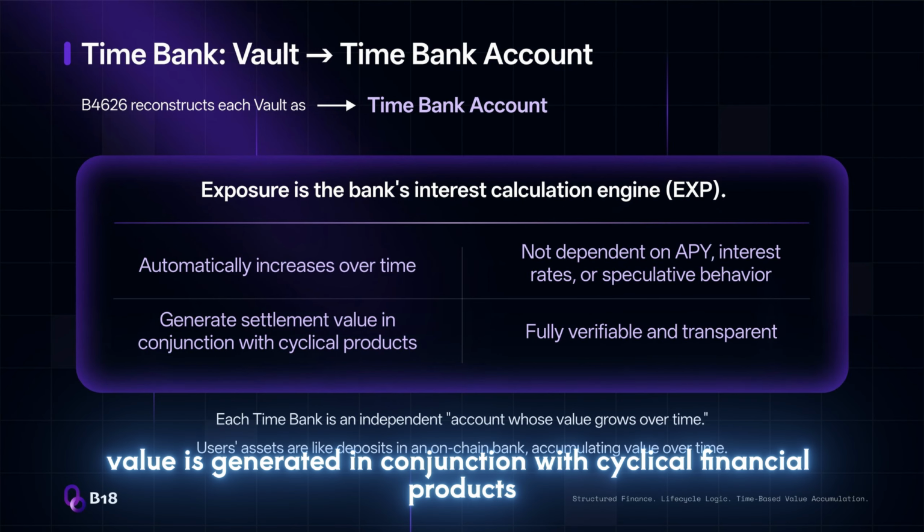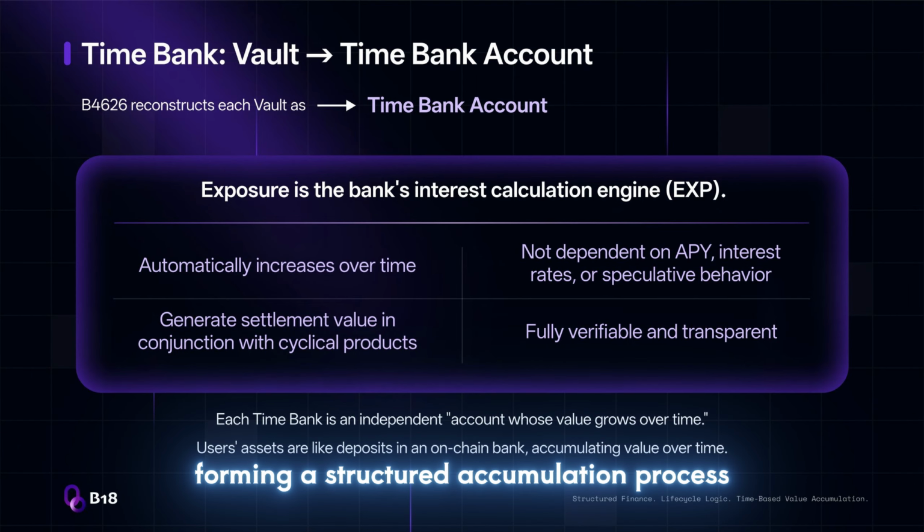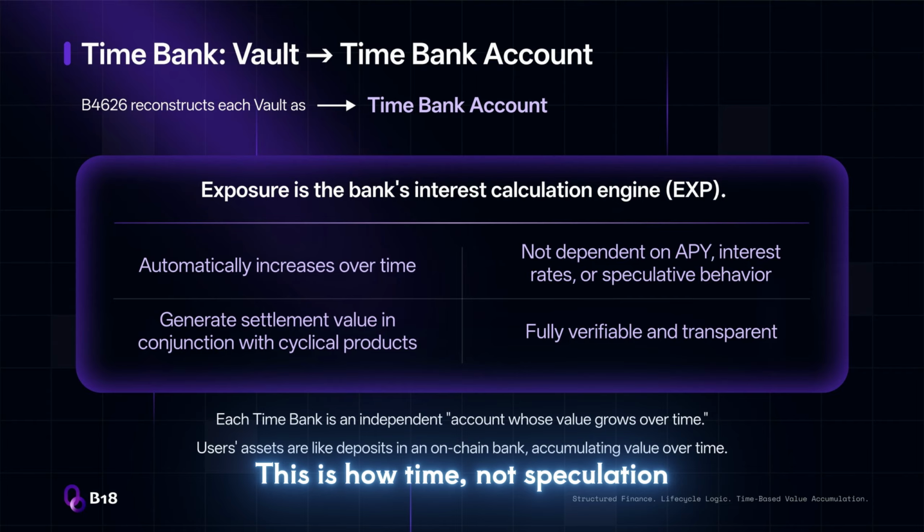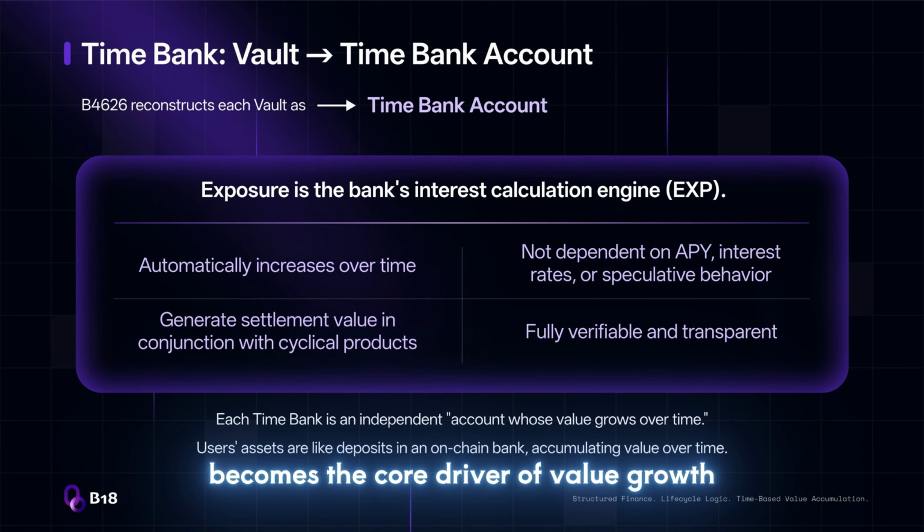Settlement value is generated in conjunction with cyclical financial products, forming a structured accumulation process. All calculations are fully transparent and verifiable on-chain. This is how time, not speculation, becomes the core driver of value growth.